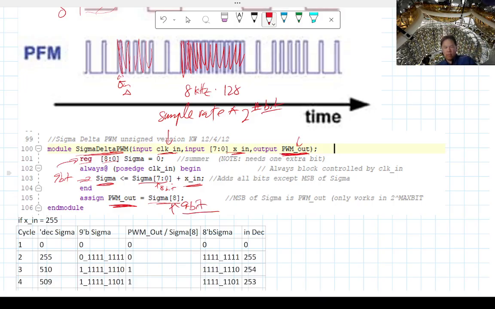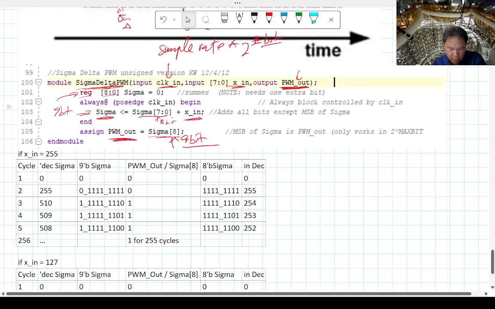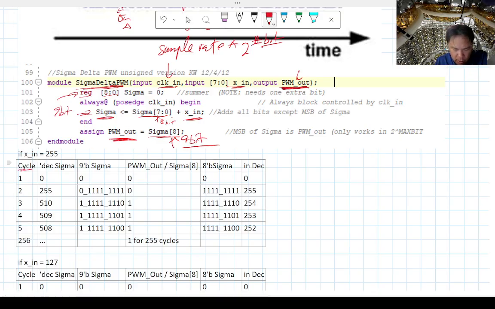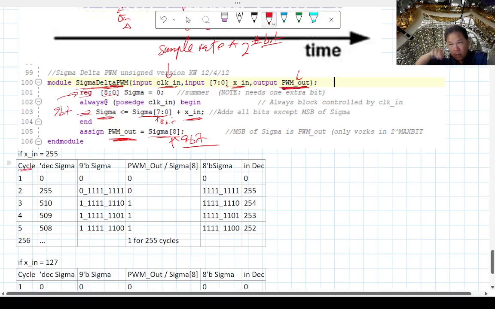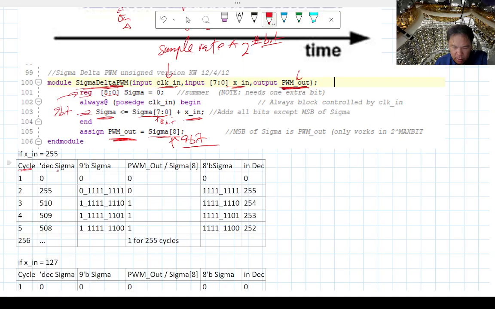Okay, so how does this work? Let's just do some quick example here and how this works. On this little table, I have the clock cycles. Let's say I'm going to start off the sigma variable at 0. I'm going to write this in decimals just so it's easier to understand.